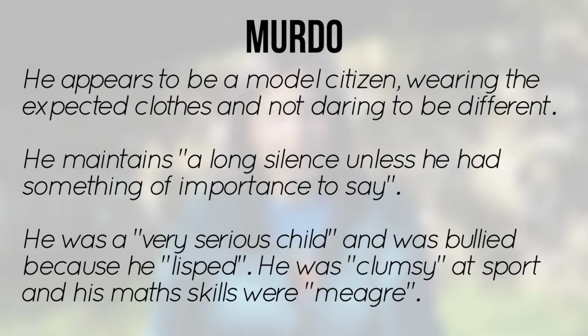Our sympathy for Murdo is engaged when we learn a little bit about his rather unhappy past. We're told that he was a very serious child and that he was bullied because he lisped. In other words, he had a speech impediment. Moreover, he was clumsy at sport and did not shine academically either, his maths being described as meagre. Things were no better when he eventually left school and worked on a fishing boat as a cook.